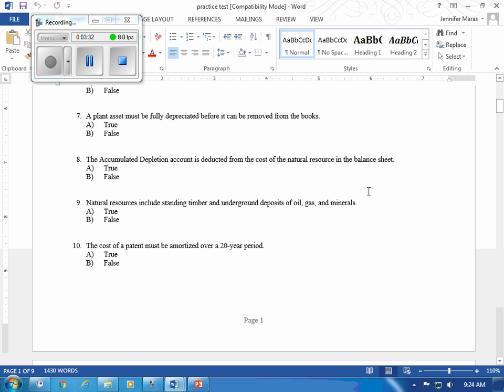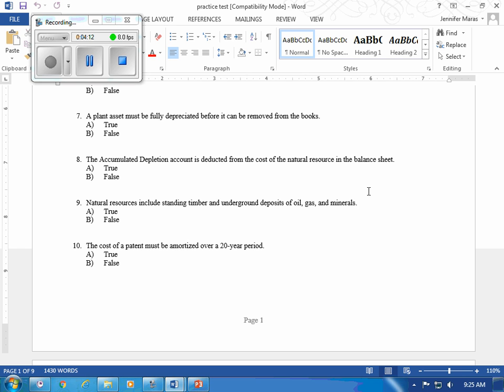Now number 10, what did you guys put? I'm just curious. The answer is false, but it could be true. The word must is a little bit constraining. We're talking patents, right? Yes. Patents have up to 20 years of useful life, but it might be an 8-year patent, so whatever's shorter. Just associate 20 with patents, though.